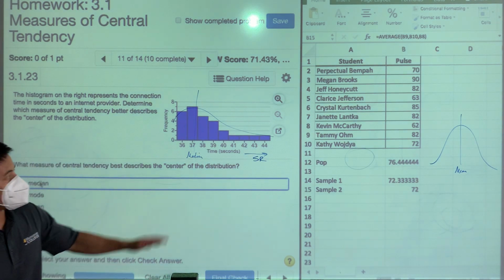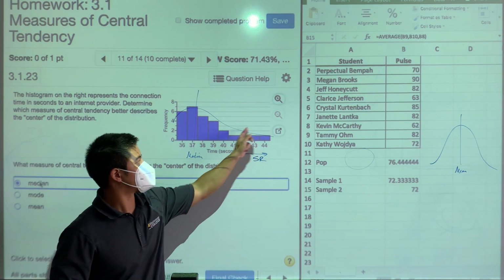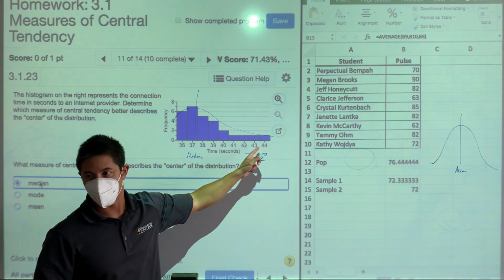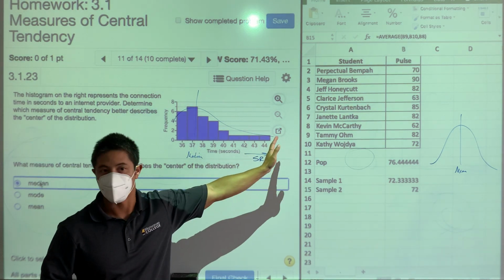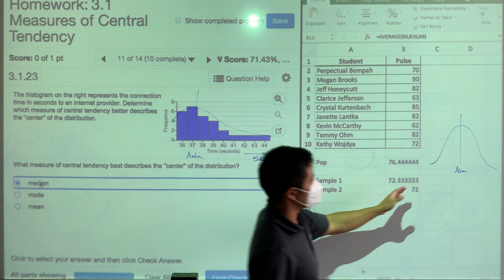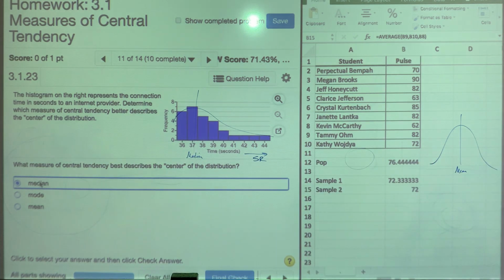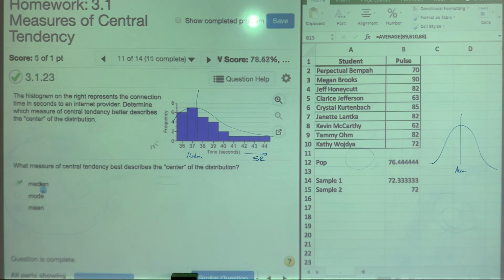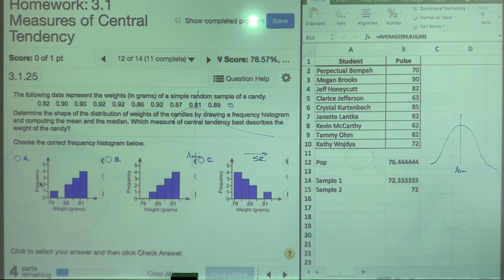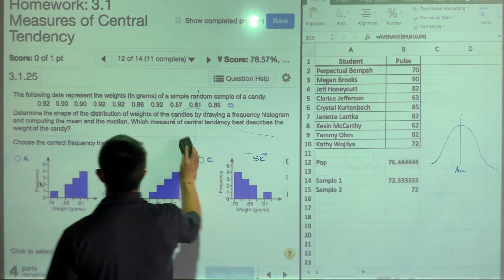the center, because the mean might fall over here because these outlier values are pulling that average up. When it's normally distributed or evenly distributed, then the mean is okay. Okay? All right? Okay. All right. So there it is. There's that one.